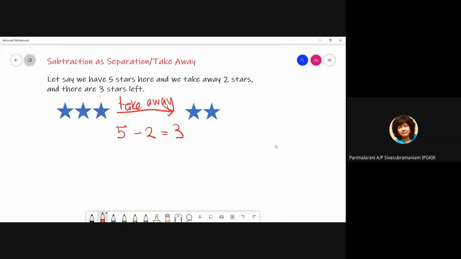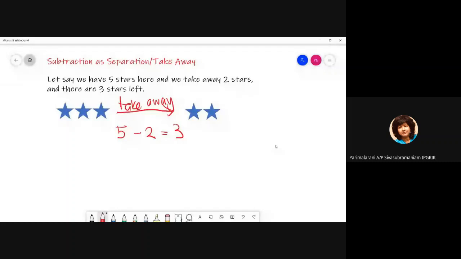Okay, so how do we show a takeaway model? I look at the 3 stars and the 2 stars and I think 3 plus 2 is 5. Okay, I want to take away, so I don't have to show the 2 stars. I only show the 3 stars. And to show a takeaway model, either you move the 2 stars away, so the remainder is only 1.